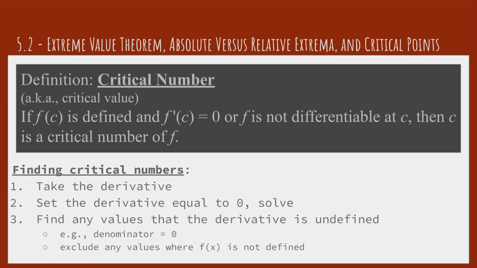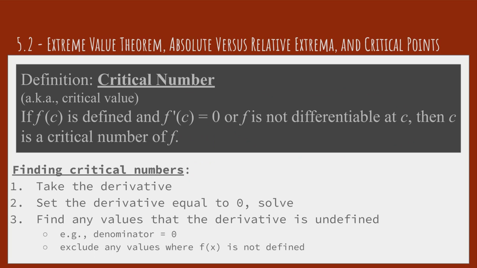So a critical number, a number c on a function, and notice that it says f of c is defined, where the derivative is either equal to 0 or the derivative doesn't exist. So it's not differentiable at that point. If that's the case, so the function is defined at the point, but the derivative equals 0 or it is not defined, then c is a critical number. And the way we find critical numbers is we take the derivative of the function, we set the derivative equal to 0, we see where we can't take the derivative, we confirm that the function exists at those points, and those are going to be our critical numbers.